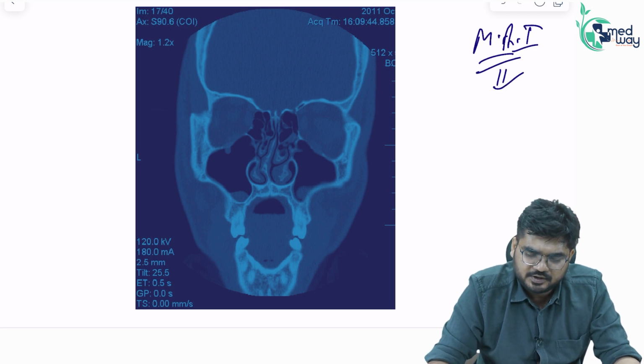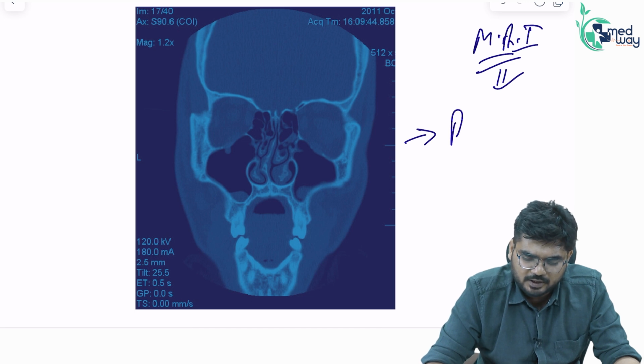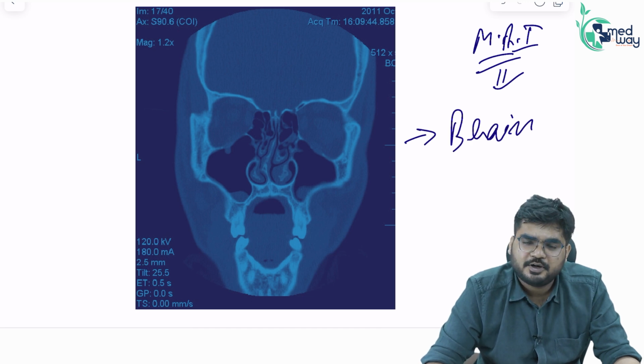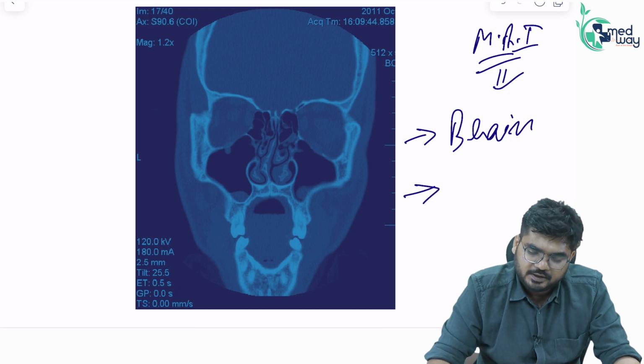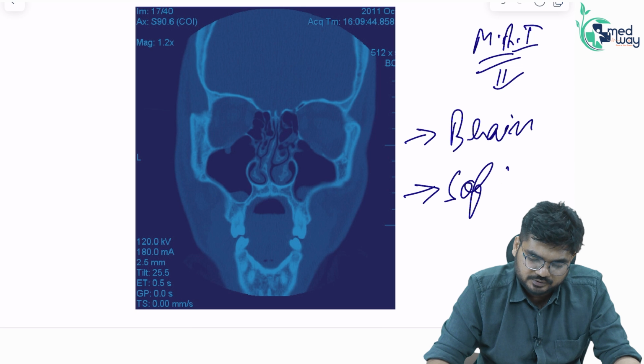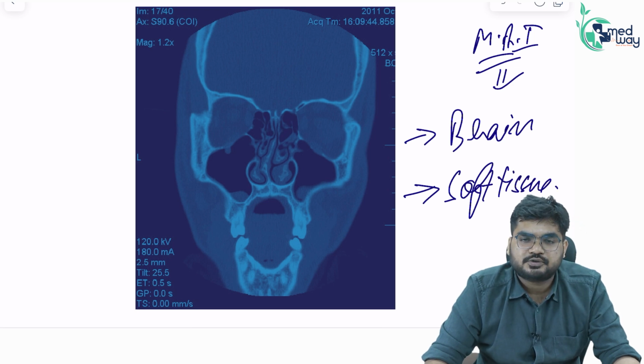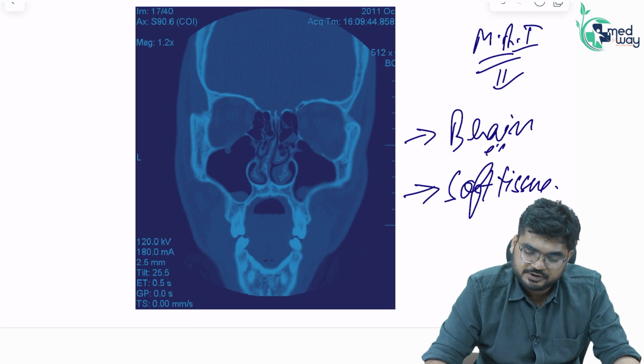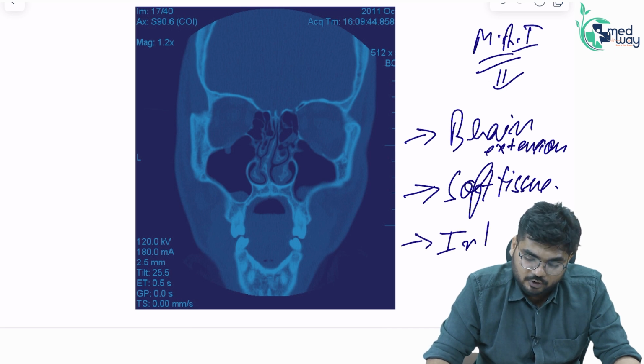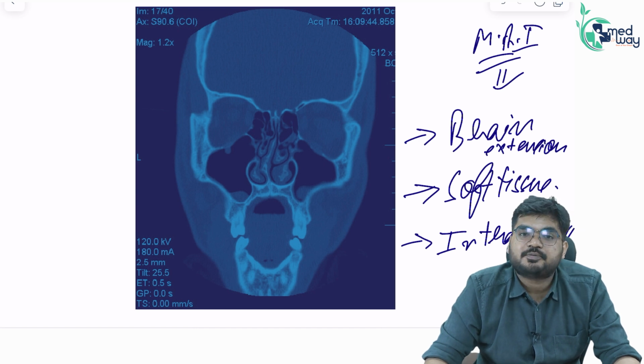MRI is basically done for three things. One, if I want to look at the brain, the brain structures are well visualized in MRI. Secondly, if I particularly want to see soft tissues, brain or brain extension by MRI. And lastly, if I want to see any intraorbital extension, for these MRI is always better.